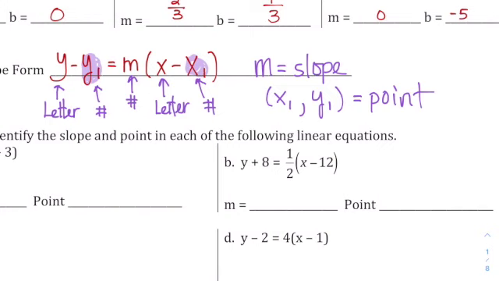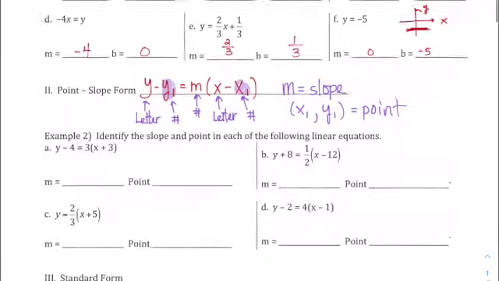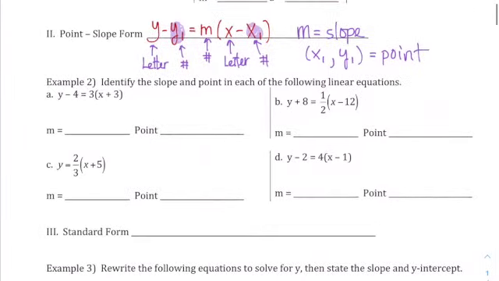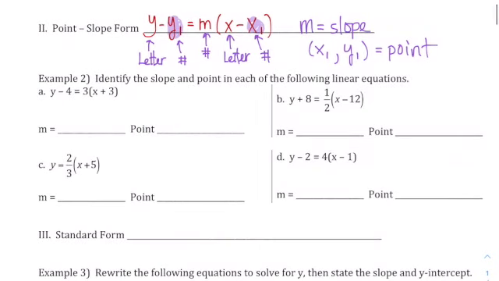Okay, we are going to ask you to graph. We are going to ask you to identify those numbers for the point and slope. All right, going on to the next, example 2. Identify the slope and the point in each of the following linear equations. Now this is called the point-slope form.